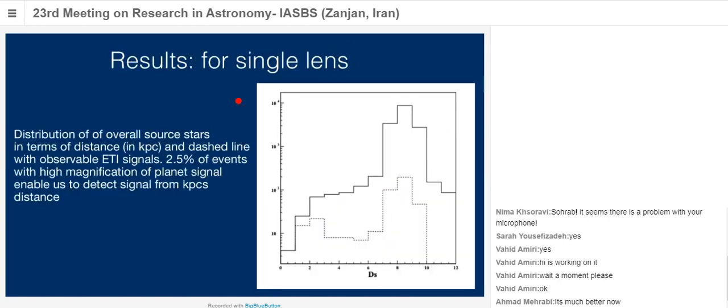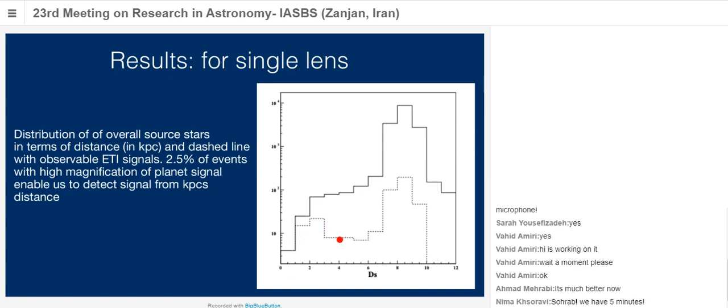And so this is the result for the single lens. I'm just reporting this result. This solid line is the distribution of the source stars towards the galactic bulge, and the dashed line is the distribution of the ETI signals that we can detect around the source star. For 2.5% of events, we'll have enough magnification of the signals coming from an advanced civilization to detect them.